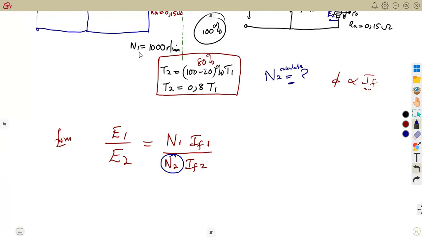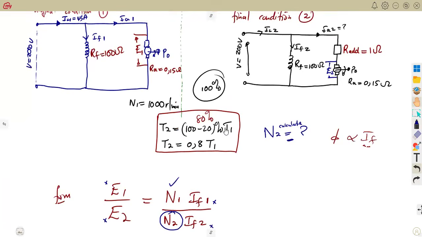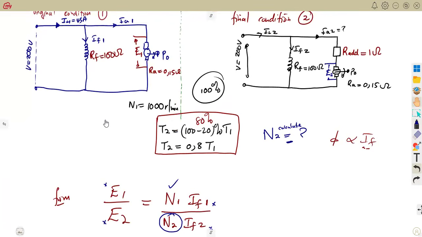What are we given? The speed N1 is there. Are we having E1? We are not even having this. We are not having this. Check your diagram. You do not have this. So that is where we need to calculate these missing values.